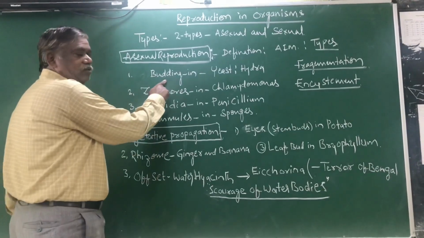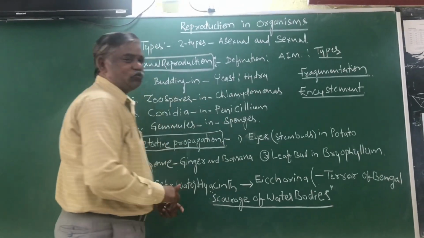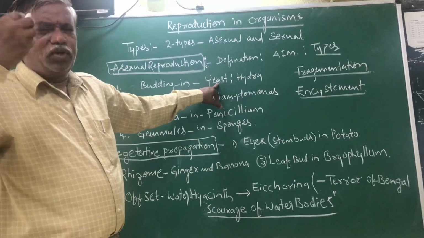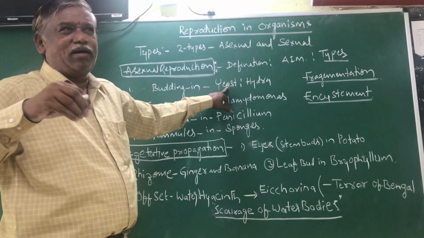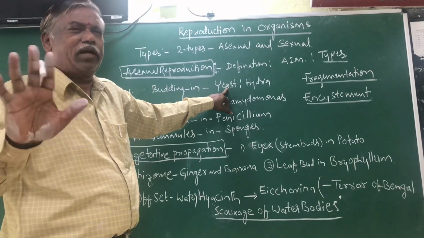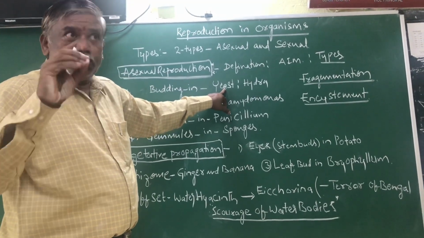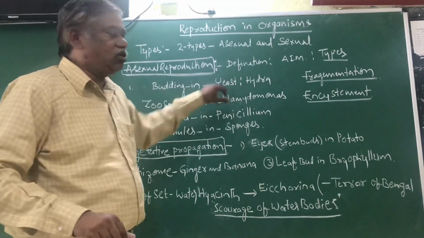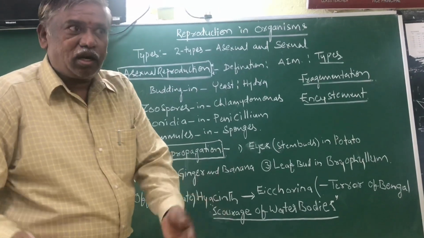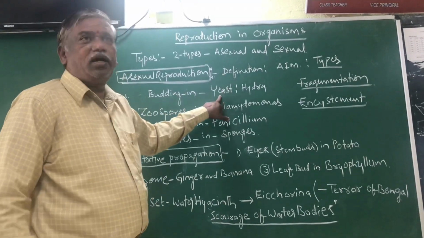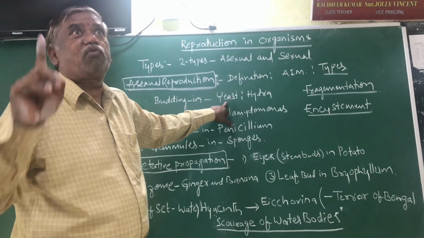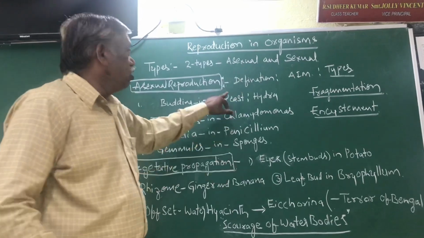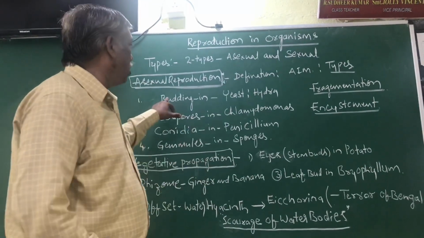Now, budding in yeast and hydra. Yeast generally, right, becomes mug. Biology is 90% mugging, no doubt. But when you show some interest, you will be successful. Mugging with interest, that is the measure. Yeast, of course it may or may not be necessary, but I am saying yeast. It is a fungus, a unicellular fungus. Hydra is an animal. It belongs to the Cnidaria. In these two, asexual reproduction is by budding.